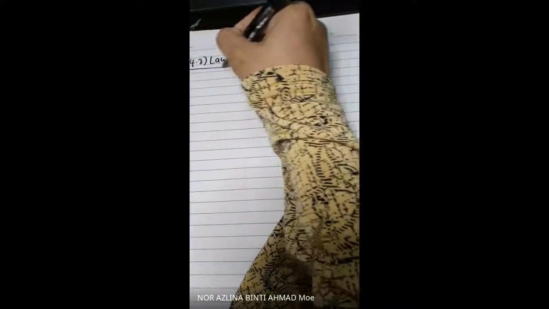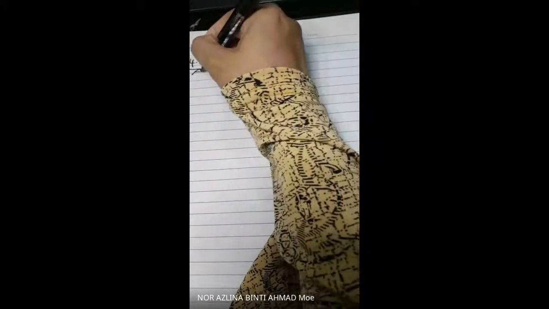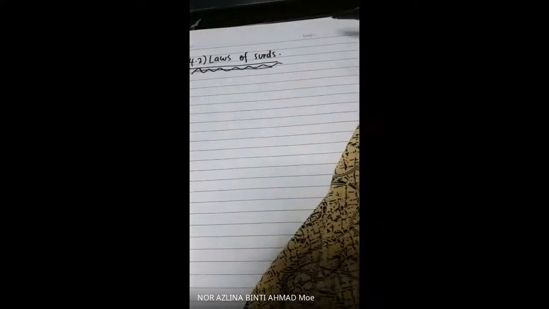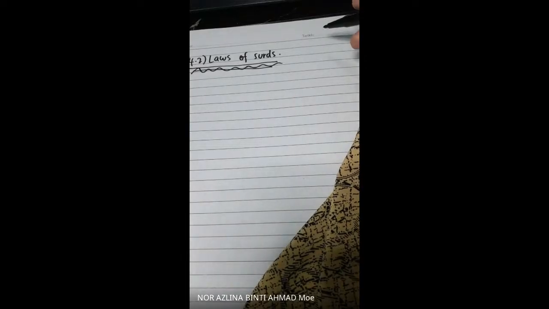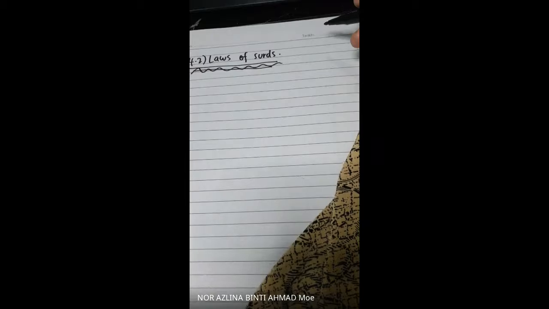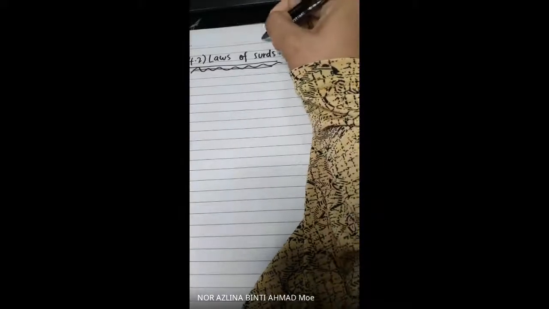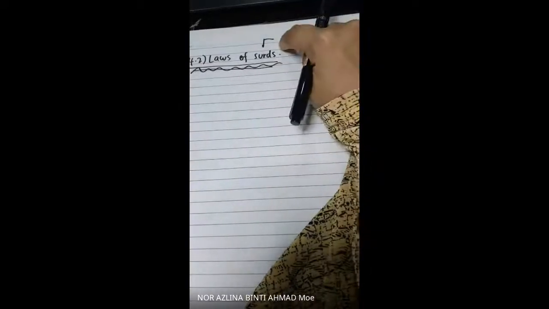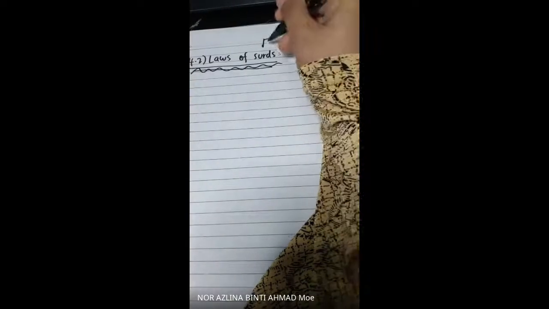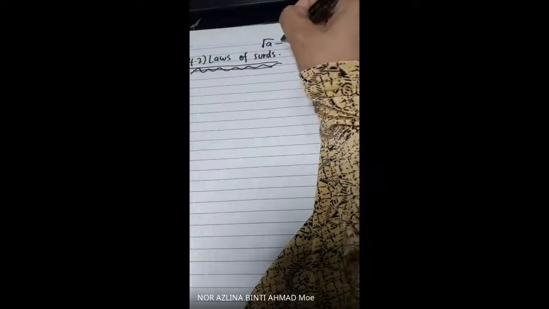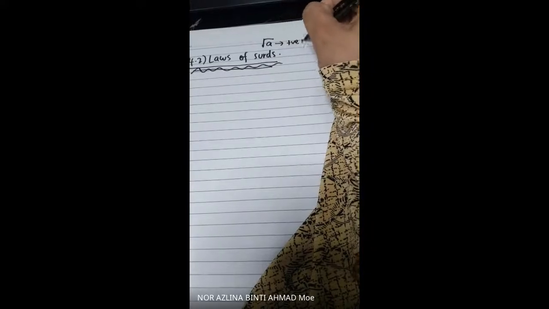Okay, what is Surds? Surds are numbers in the square root form. Square root form. This is Surds. And √A is any square root, where A is any positive number.